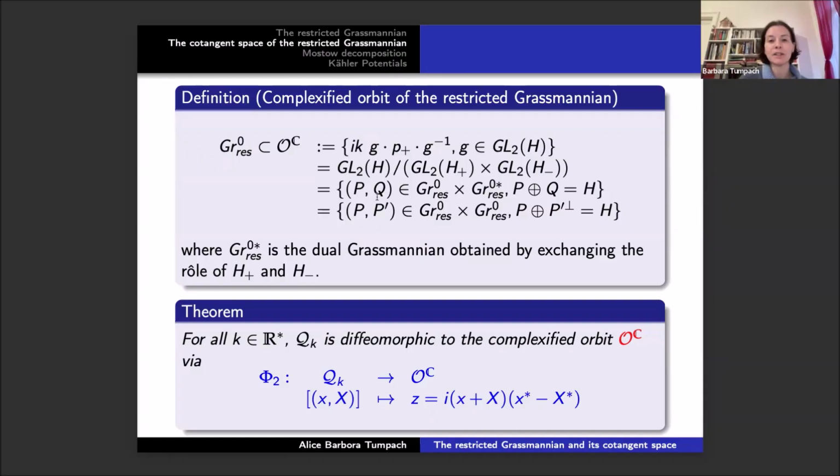It's a set of pairs P, Q. P belongs to the connected component of H plus of the restricted Grassmannian, and Q belongs to the dual restricted Grassmannian when we exchange H plus and H minus, and the sum P plus Q is equal to H. Another way to express it is the pairs P, P prime, both now in the restricted Grassmannian in the connected component of H plus, and P plus the orthogonal of P prime is equal to H. So now Q, the hyper-Kähler quotient, can also be identified with this complexified orbit, and here I give you the formula for this.